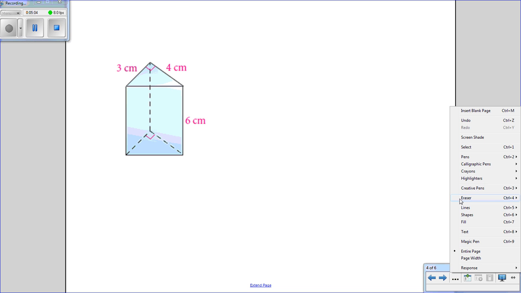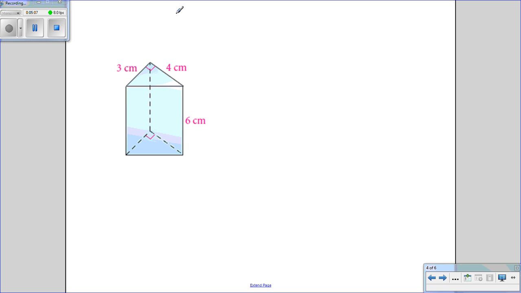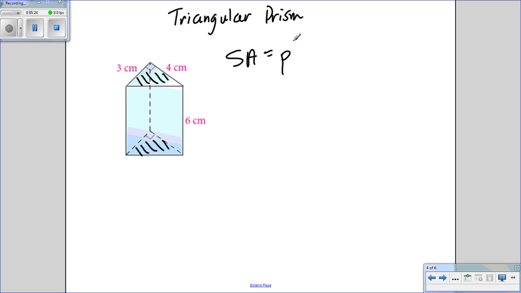Next we have a triangular prism, where we have the bases. In this case, those are the parallel faces. Those are both triangles, so this is a triangular prism. So we have surface area equals the perimeter of the base times the height of the prism plus 2 times the area of the base. Let's talk about the perimeter of the base. I'm going to use the top since it's labeled.